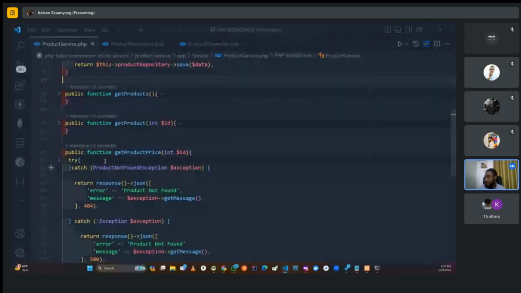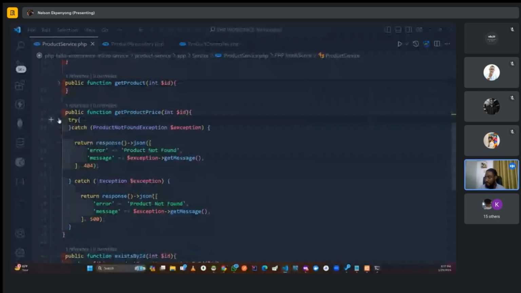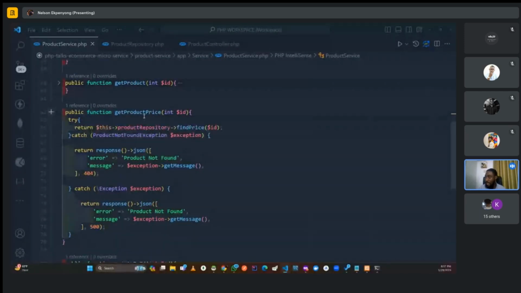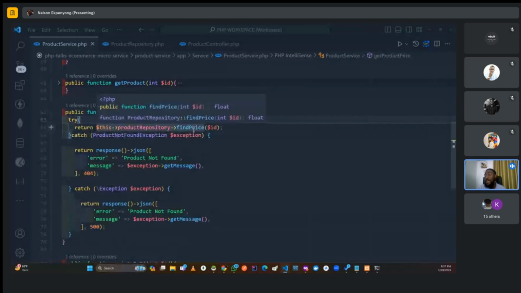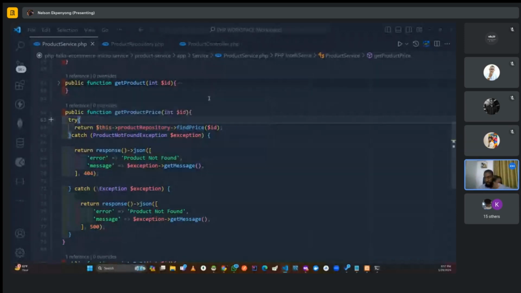Get product price. This is it. Get product price is calling find price in the repository. So remember, the controller talks to the service, talks to the repository, talks to the database. All right, so let's get to the calls now.